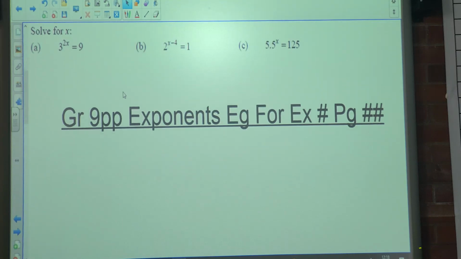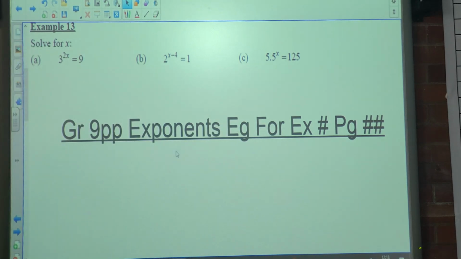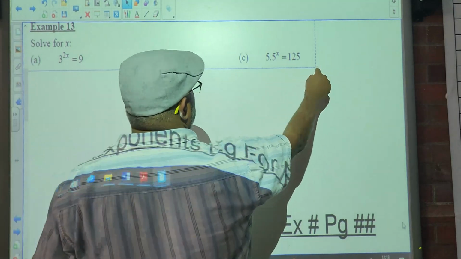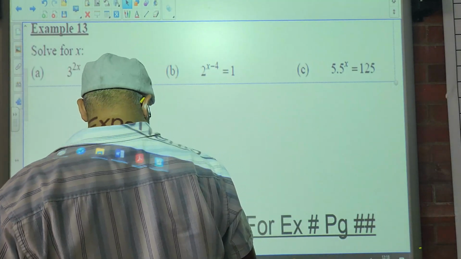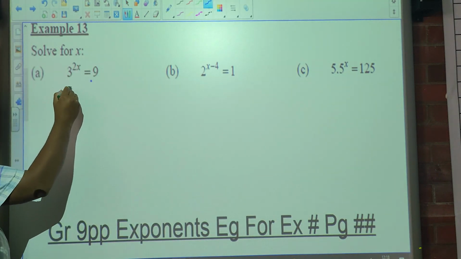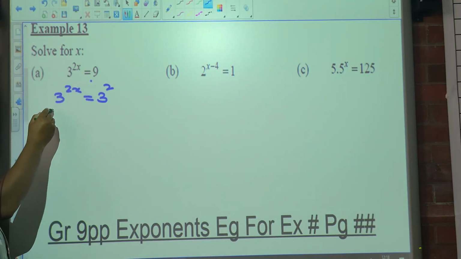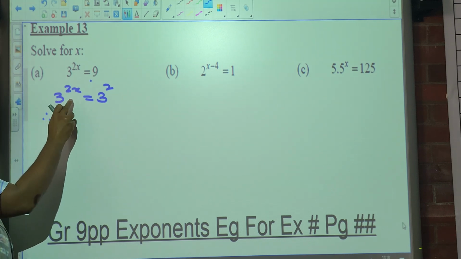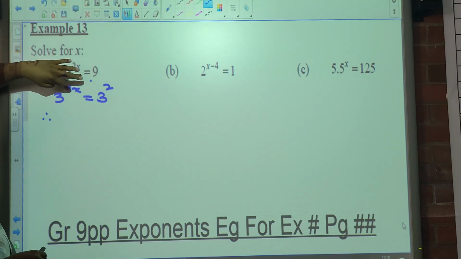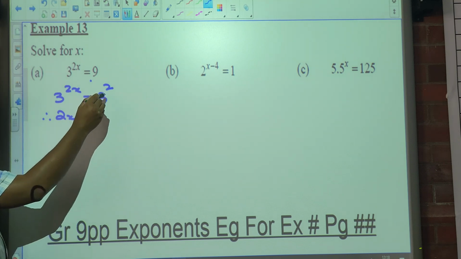Alright. So let's look at example 13, which is on page 63. Let's look at the first one. So what's the first thing we need to do? First, make the bases the same. So 9 can be written as 3 squared. So what can I conclude? Therefore, when bases are the same, exponents are equal, not so? So therefore, 2x is equal to 2. You see here?